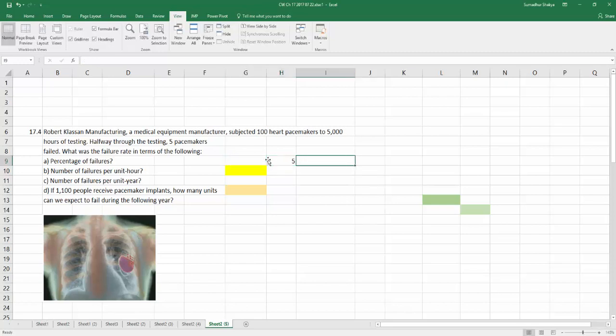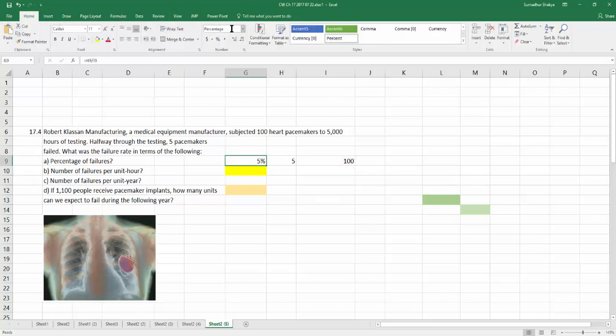So 5 failed out of 100 tested. Now this is in number, this is in number. So if you were to divide this by this and represent that in percentage form, that comes out to be 5%. So this is already in percentage, you see here.